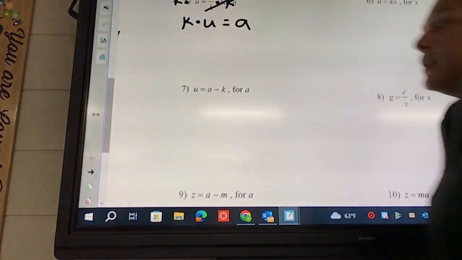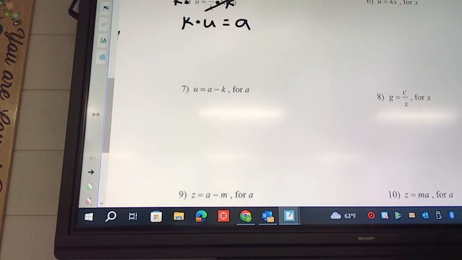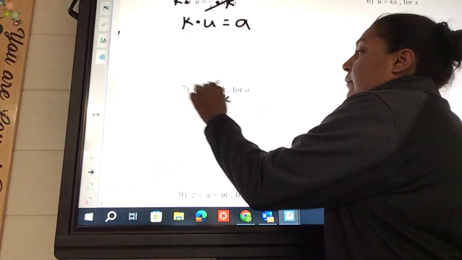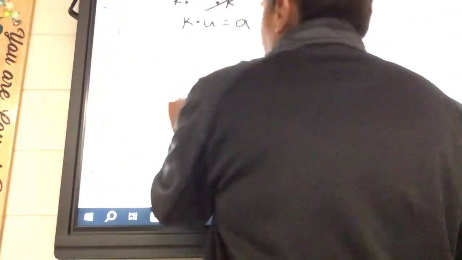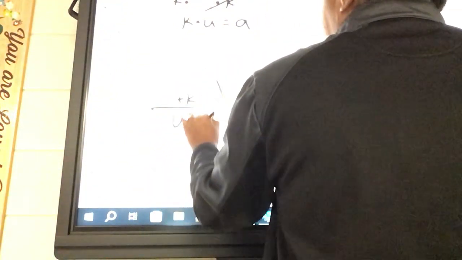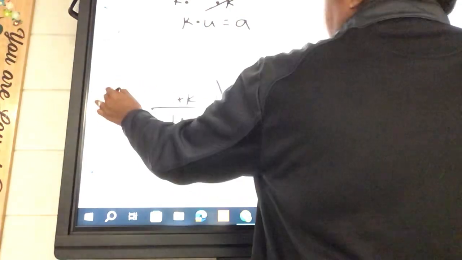Okay, 7. What does it say to solve for? Solve for a. What is by a that needs to be moved? K. So how do I move a minus k? Plus k. So I got u plus k equals a.